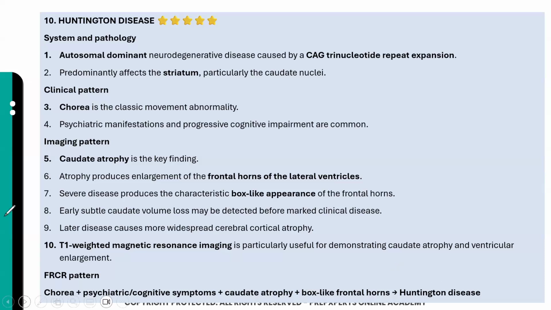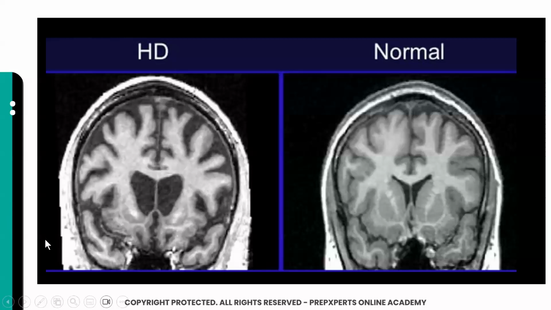Let's have a look at an image. This is your Huntington disease. You can see this is your normal frontal horn. This is your normal caudate. Okay, we cannot see caudate and the frontal horns are quite enlarged, giving a box-like appearance.